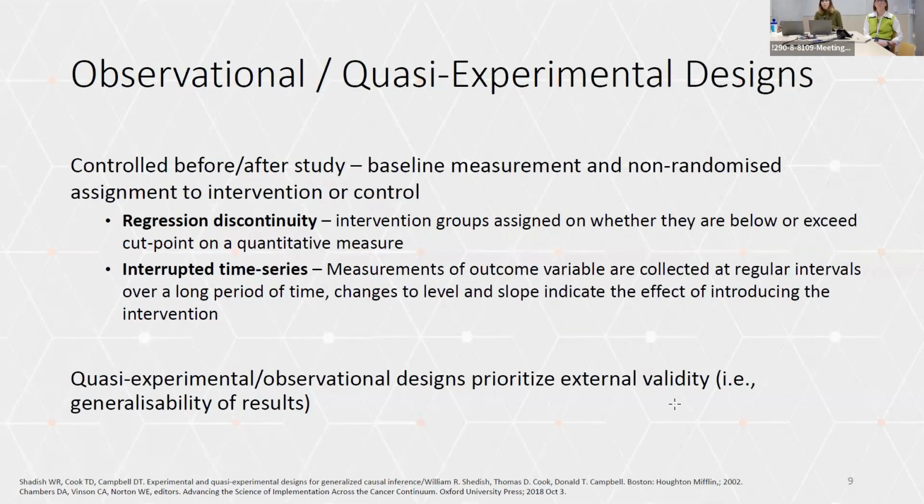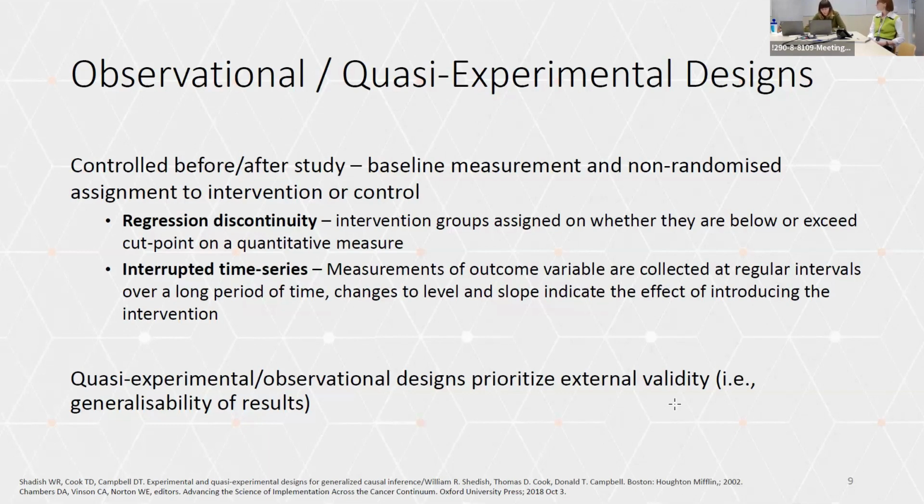But then there are observational or quasi-experimental designs. And these can be controlled or uncontrolled, before and after studies. So you have a baseline measurement, and people are not randomly assigned to an intervention or control. The 2 main types that are used in implementation science are regression discontinuity and interrupted time series. There are lots of other types of observational study designs you can choose from. These are just the 2 most common, I would say. And I think these 2 are usually more feasible.